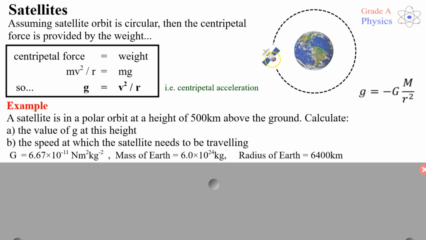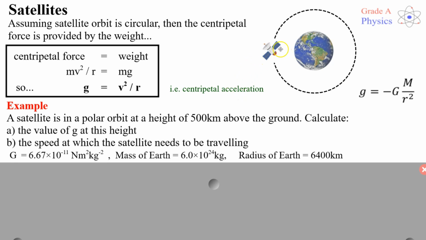Now, we've already looked at circular motion and centripetal force. We know that centripetal force is just the name given to the resultant force towards the center, which is provided by the weight. So if we have the weight mg providing the centripetal force mv squared over r, then we can get rid of the m, which is the mass of the object. We're not considering the mass of the planet here. And we can get an expression for g, which will be v squared over r.